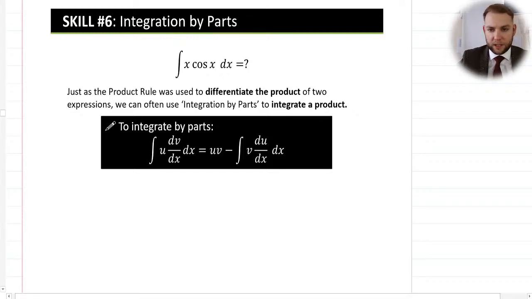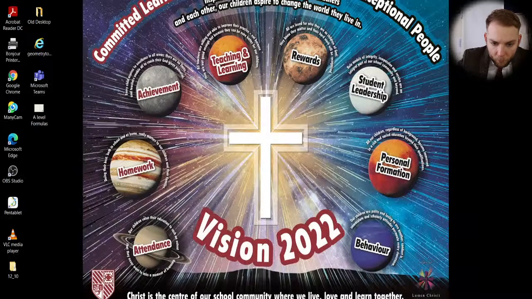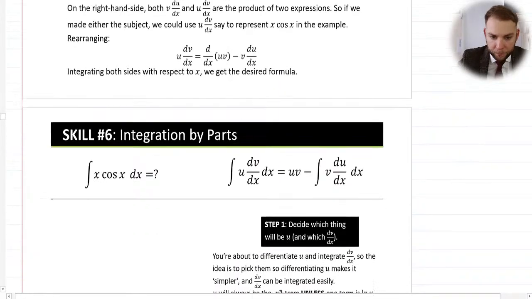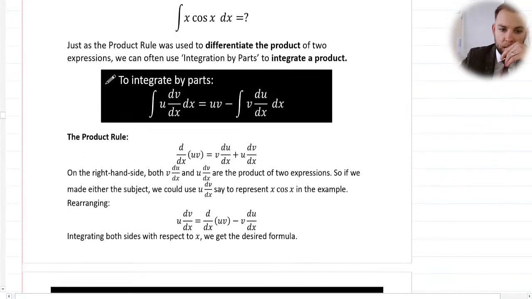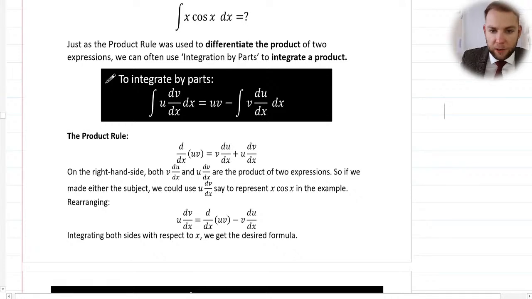Yeah, I'll show you. It's actually down here, isn't it? Yes, this is a variation of the product rule. So if we know that the product rule is, if we differentiate uv with respect to x, then we end up with v du plus u dv. But we can actually rearrange this, and it gives you the integration by parts.